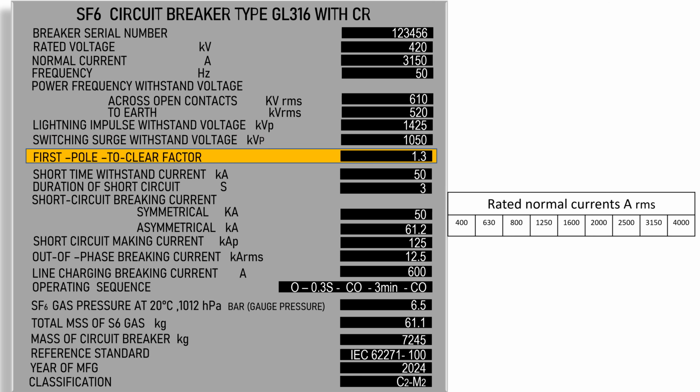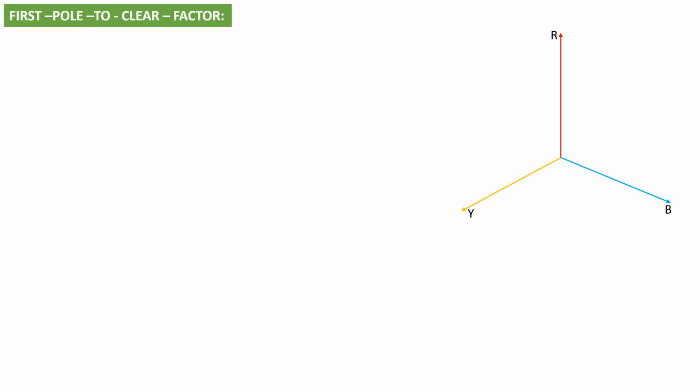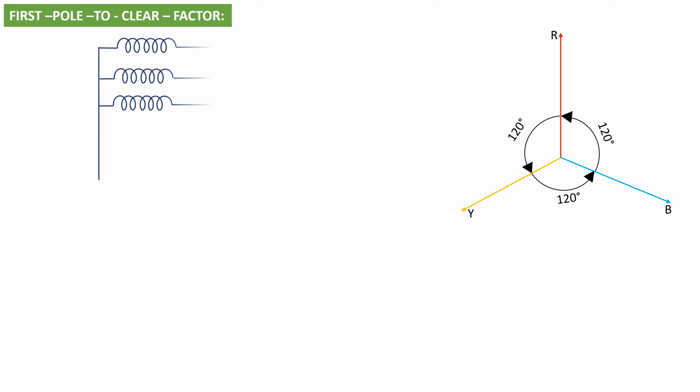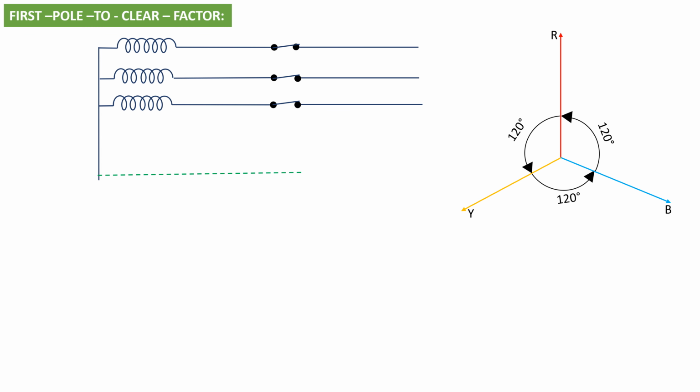First pole to clear factor. In a three-phase AC circuit breaker, arc extinction in the 3 poles is not simultaneous, as the currents in the 3 poles are mutually 120 degrees apart. Arc extinction may occur first at any pole or phase, in the order RYB, YBR, BRY, and depends on at what instant the fault has occurred.